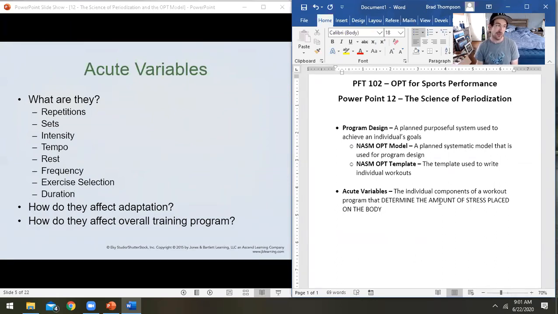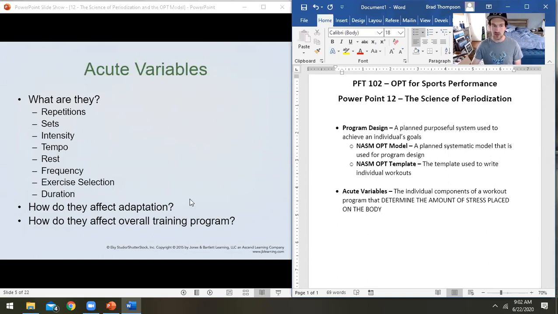Are you focusing more on metabolic stress by doing very high repetitions? You consider repetitions as your acute variable. Are you placing a lot of neurological stress by lifting super heavy weight? Well, then you focused on high intensity. So your acute variables are reps and sets, intensity, tempo, rest, frequency, exercise selection, and duration.